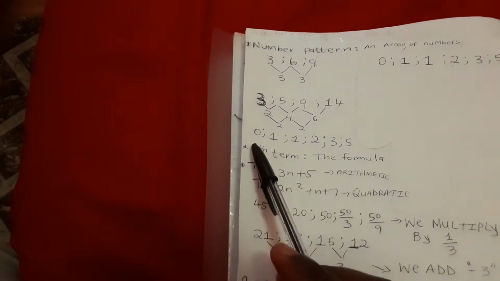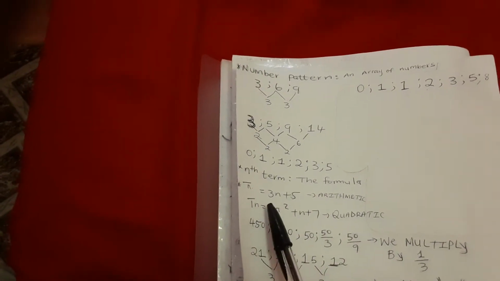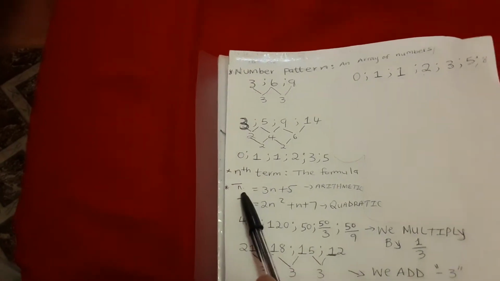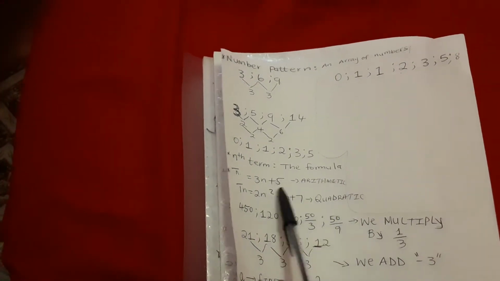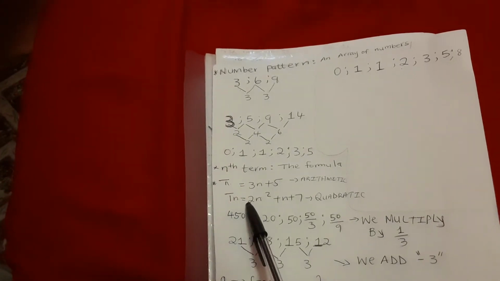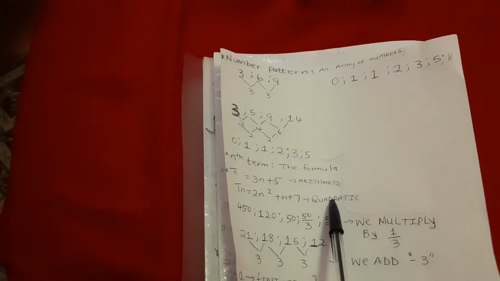Another important concept in this topic is that of the nth term. A lot of you guys have a problem with this one, but this is simply the formula. So if you're asked to determine the nth term, you know they're looking for the general formula. For example, Tn is equal to 3n plus 5, an example of an arithmetic formula. Or Tn is equal to 2n squared plus n plus 7. That's an example of a quadratic formula.